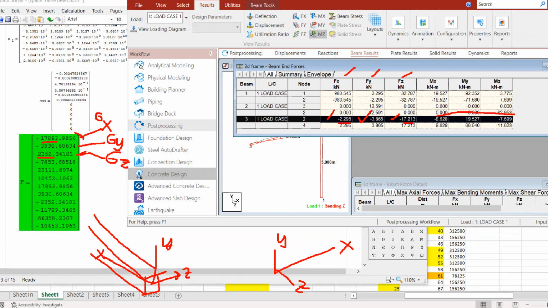And finally, these are the moments. So we have 8.6, 7.7, I think this one. 23.11, while STAAD gets 19.5 kilonewton meter. And finally, 10.45, while STAAD gets 8.6.